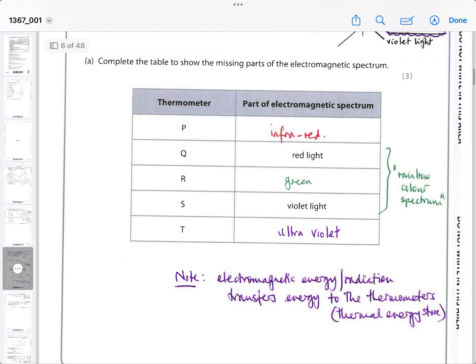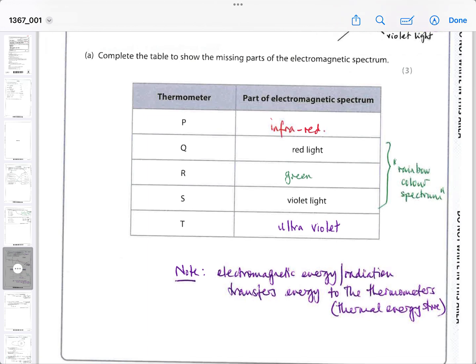Okay, complete the table to show the missing parts, and there you go. So I put green as the color in between red and violet, but any color between red and violet could be yellow, green, or blue, so it's the colors of the rainbow. And on the outside will be infrared for P and ultraviolet for T. Note, it says electromagnetic radiation transfers energy to the thermometers, which increases their thermal energy store.